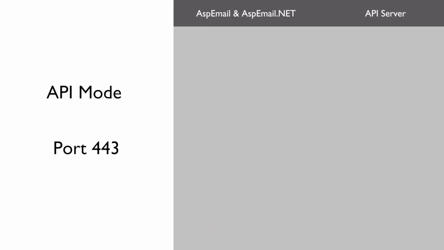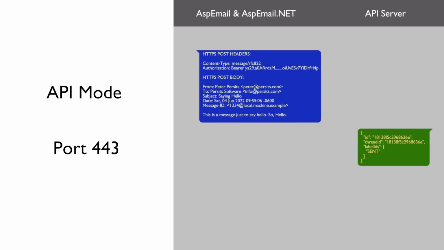In the API mode, ASP Email posts the entire message body, along with the authentication header, to the server's API endpoint, and receives a response in JSON format, as shown here. The authentication header must contain the oAuth access token.